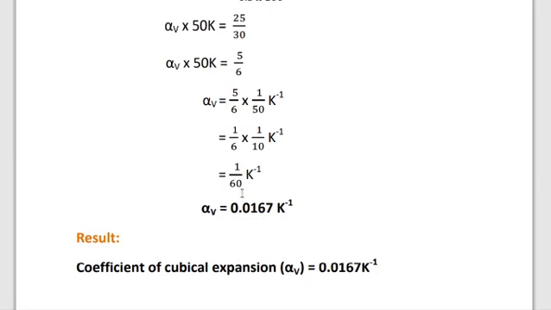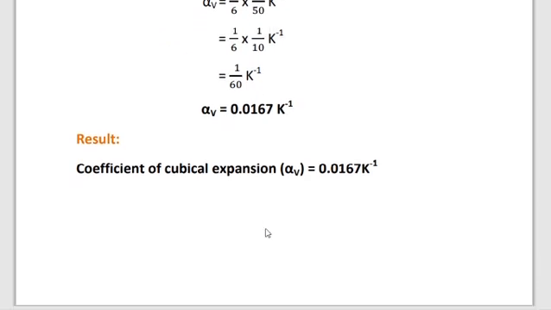What is the value of 1 by 60? It's nearly equal to 0.0167 into K power minus 1. So the result: coefficient of cubical expansion alpha V is equal to 0.067 K power minus 1. Thank you, students.